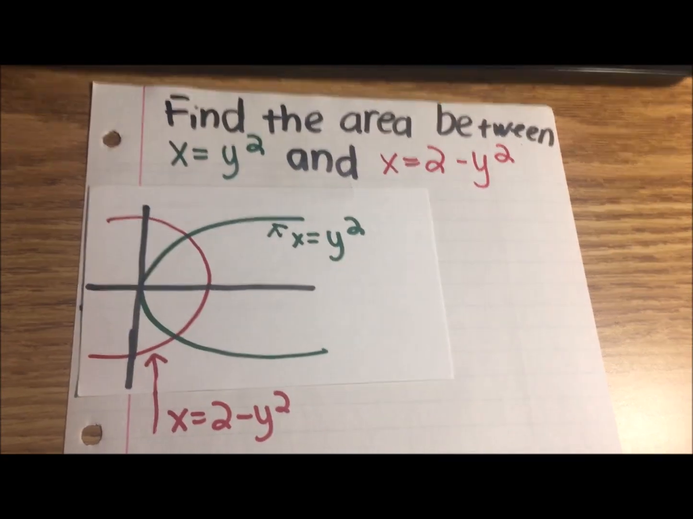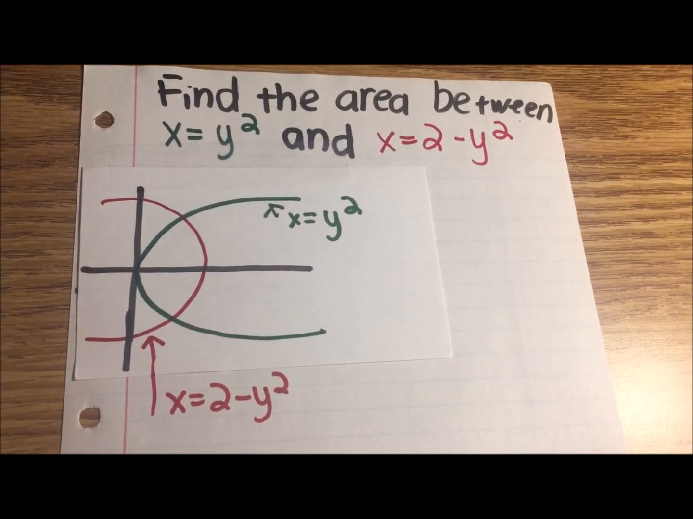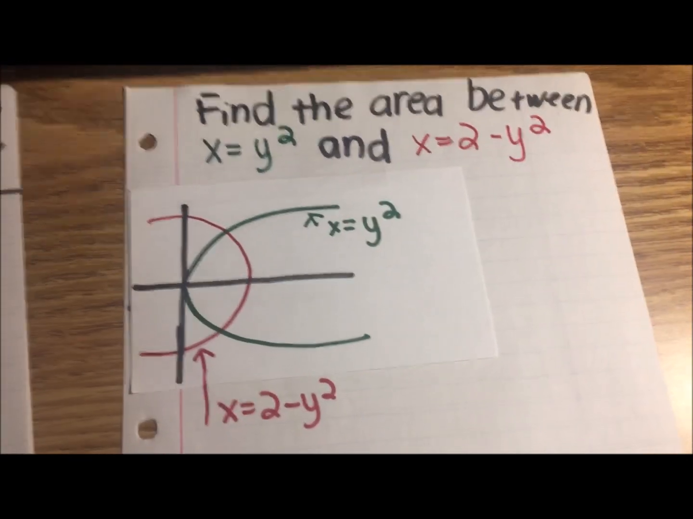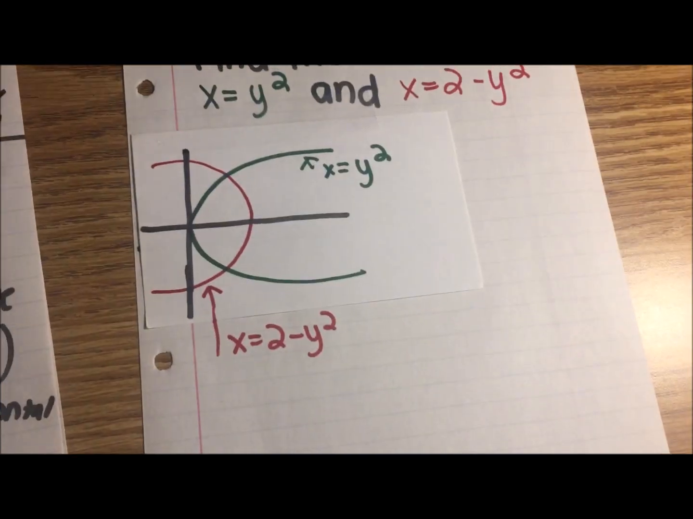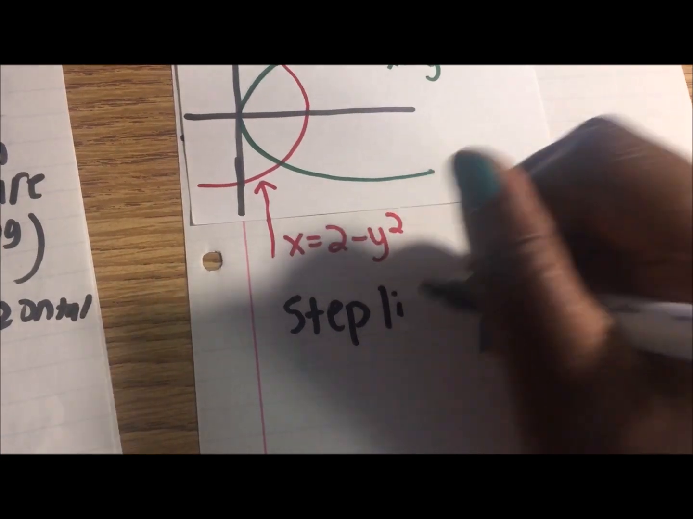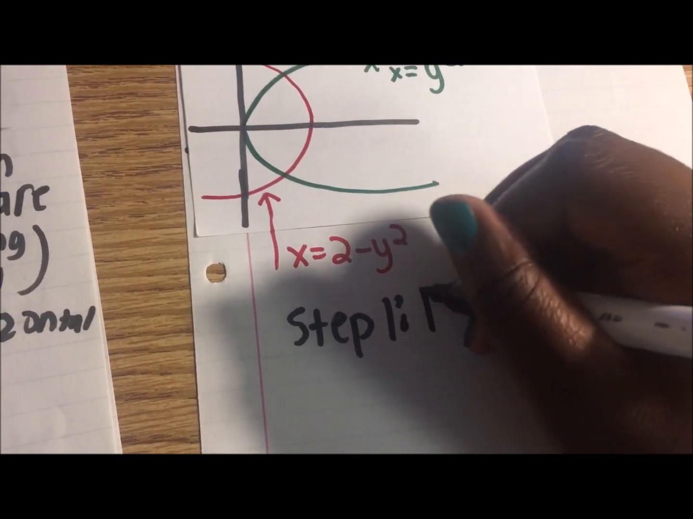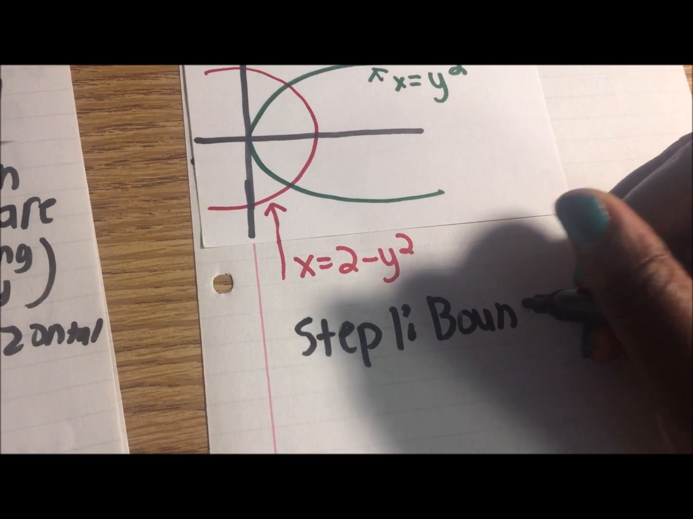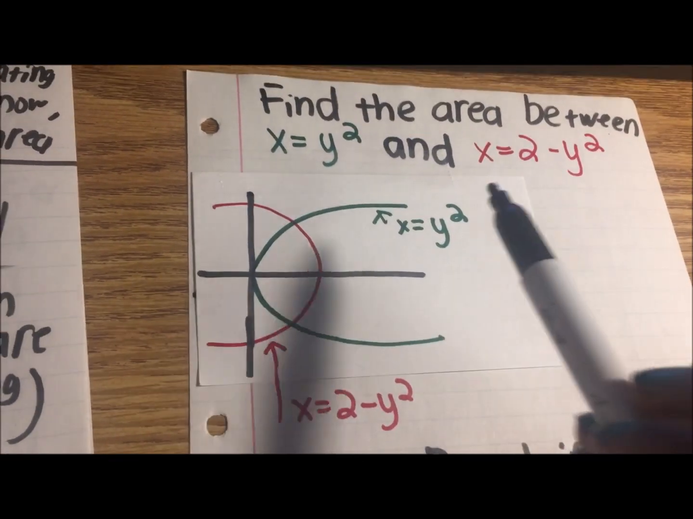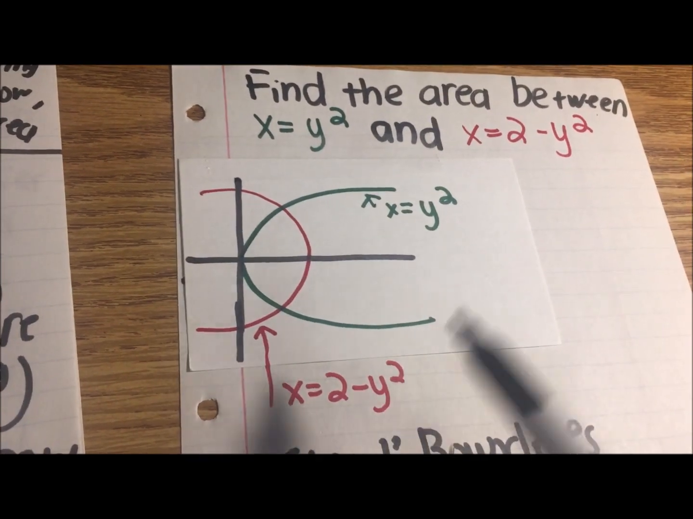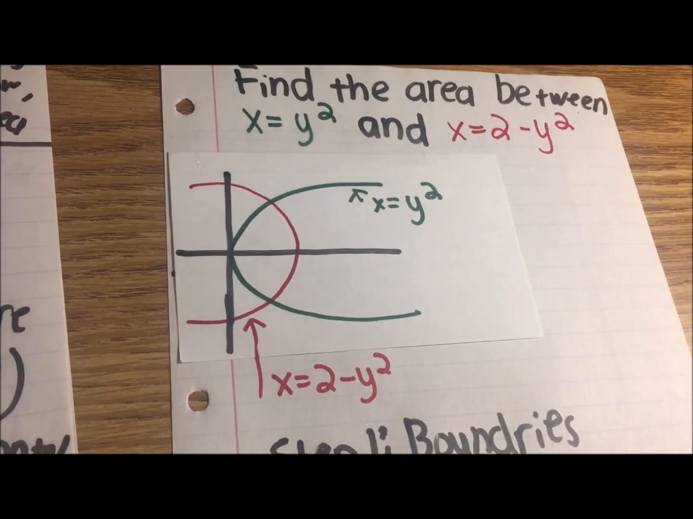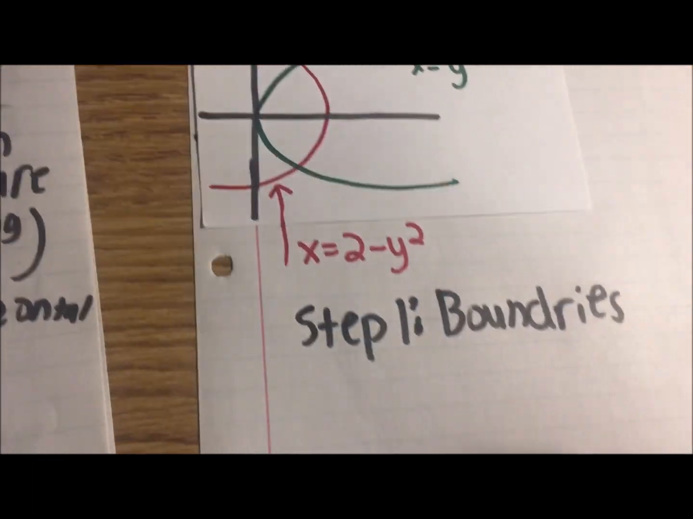Okay, let's do another example. In this example, we're going to find the area between x equals y squared and x equals 2 minus y squared. So let's start step 1. Let's find the boundaries. To find the boundaries, let's set these equal to each other. Let's put 2 minus y squared equals y squared, and then let's find y.